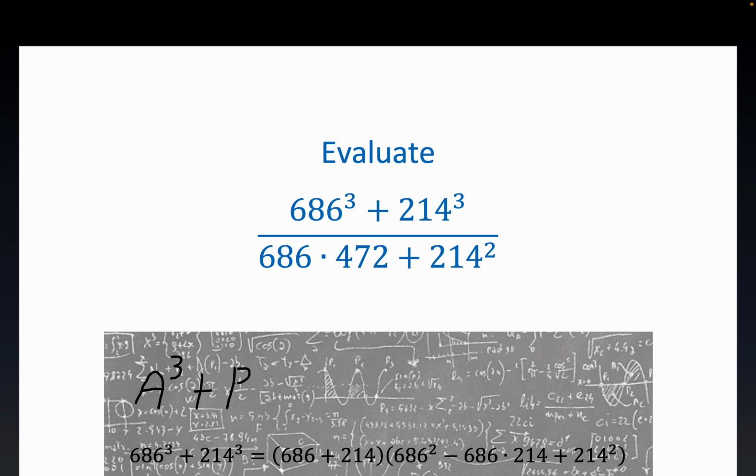Notice the numerator is in the form a cubed plus b cubed, and I'm sure a lot of you guys are familiar with this result. It's a factoring result. a cubed plus b cubed is a plus b quantity times the quantity a squared minus ab, of course, plus b squared, because minus b quantity squared is b squared. Okay, so we have plus b squared right here.